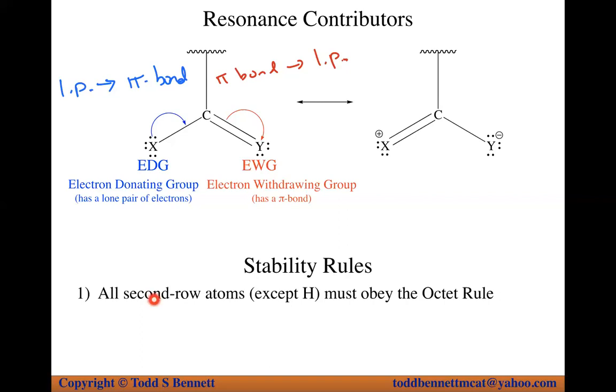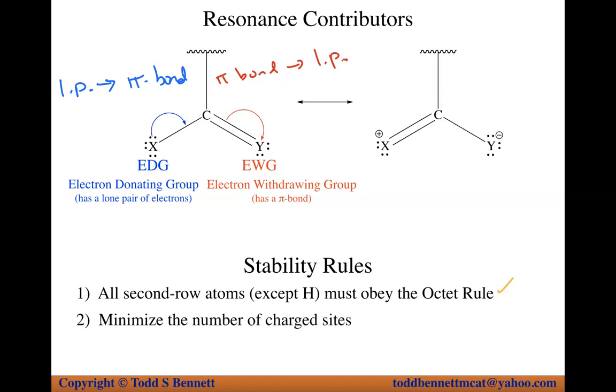So if I consider the first structure: 1, 2, 3 lone pairs and a bond, so X is good. Y, lone pair, bond, and bond, so Y is good. Carbon, 1, 2, 3, 4 bonds, all is good. In the second structure, central carbon, 1, 2, 3, 4 bonds, so it's good. X has 2 lone pairs and 2 bonding pairs, so it's good. Y, 3 lone pairs and a bond, 4 electron pairs, it's good. So the octet rule is satisfied for both structures.